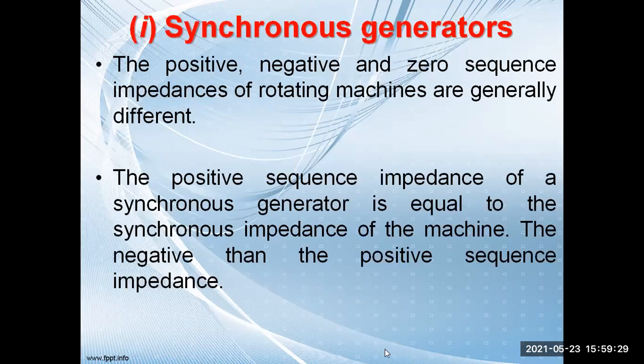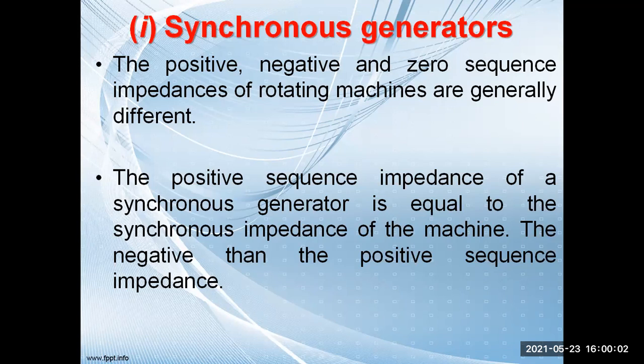Now, for the synchronous generator, the positive, negative, and zero sequence impedances of rotating machines are generally different. The positive sequence impedance of a synchronous generator is equal to the synchronous impedance of the machine. The negative sequence impedance is less than the positive sequence impedance. So we have to understand that for a rotating machine, that is the synchronous generator, the positive sequence impedance, negative sequence impedance, and zero sequence impedance are different.